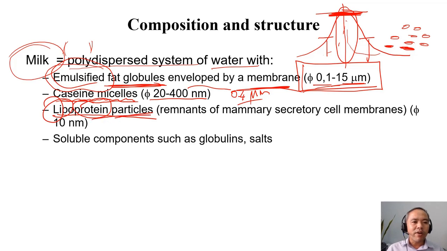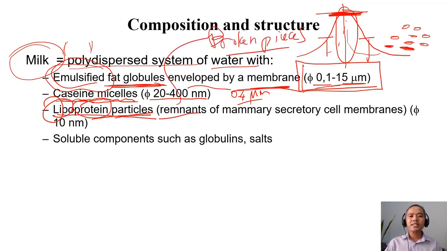Where do they come from? These particles are actually the remnants. Remnant means the broken pieces, the small pieces which are broken from the secretory cell membrane, the cells in the mammary gland. There is a membrane there, and then some part of this membrane can get broken into smaller pieces, and these are called lipoprotein particles. And the size is about 10 nanometer.